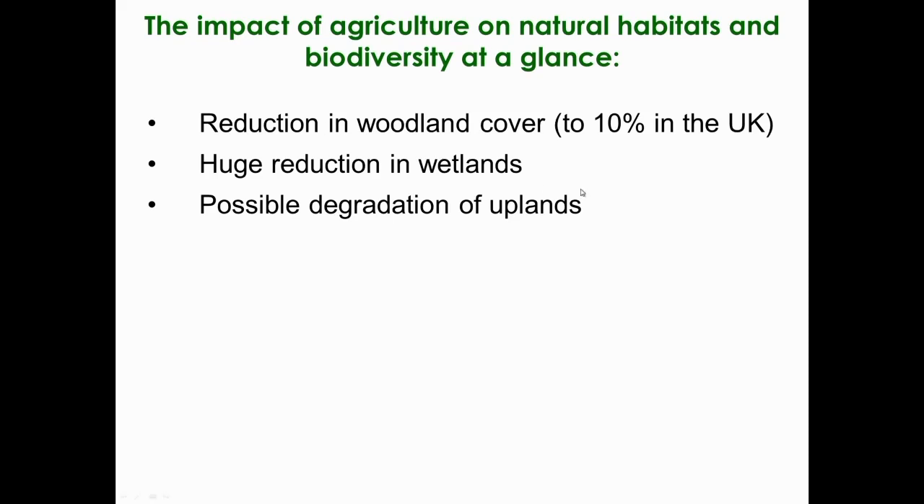There's been a huge reduction in wetlands, which I'll come back to a bit later, due to land being drained for agriculture. And degradation of uplands. So not very far from here, in the peat district, a lot of peat uplands have been degraded through a combination of both industrial emissions, but also of agriculture, principally through sheep grazing. That's led to a lot of degradation of peatlands.